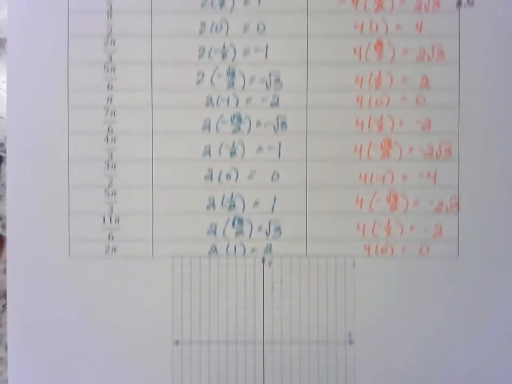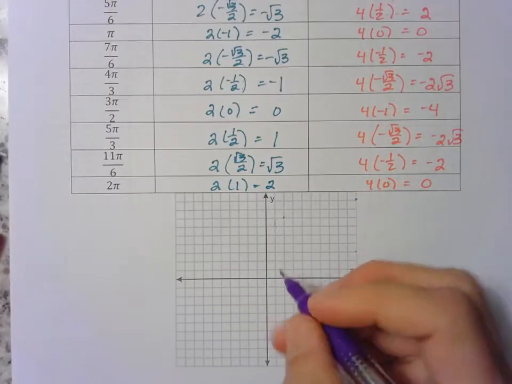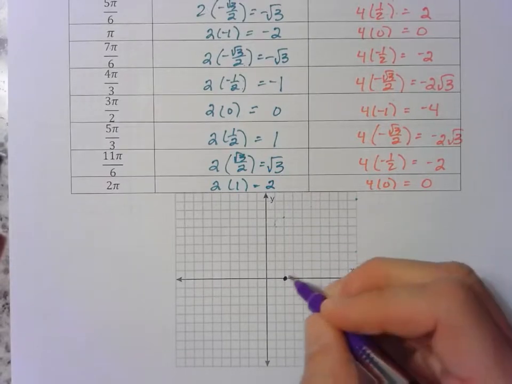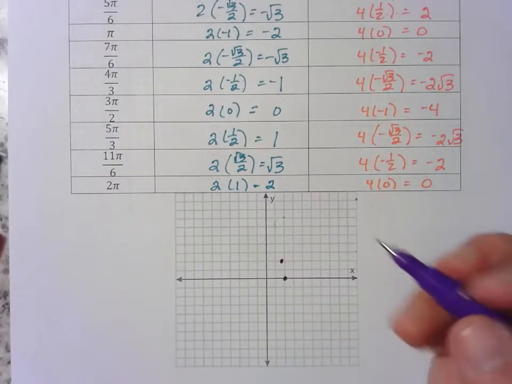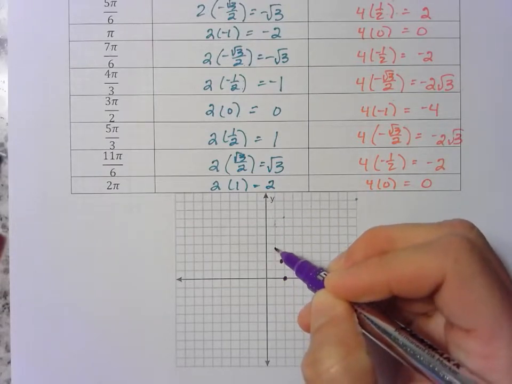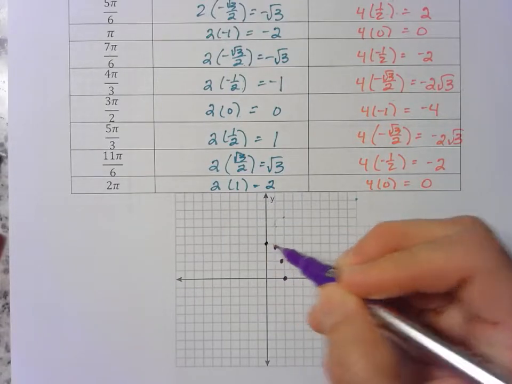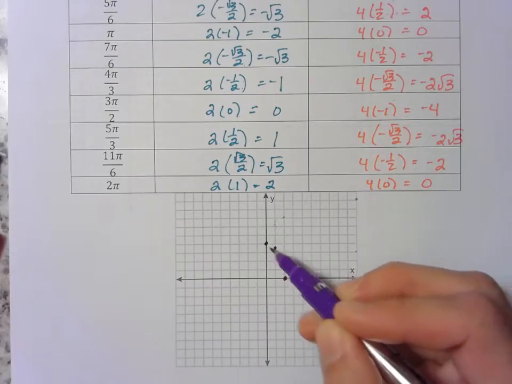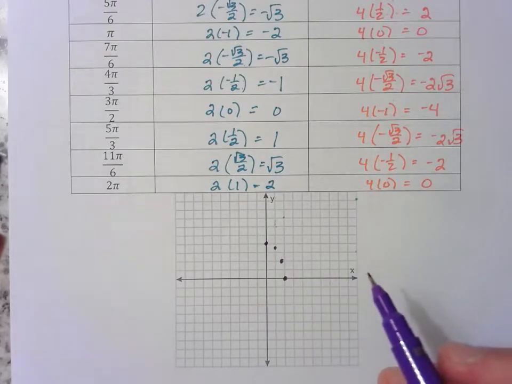Okay? So let's see what we have. We have the point (2, 0), (1.7, 2), something like that, (1, 3.5), (0, 4). Remember, we started here and it's going this direction. The direction is very important with the parametric function or parametric equation.